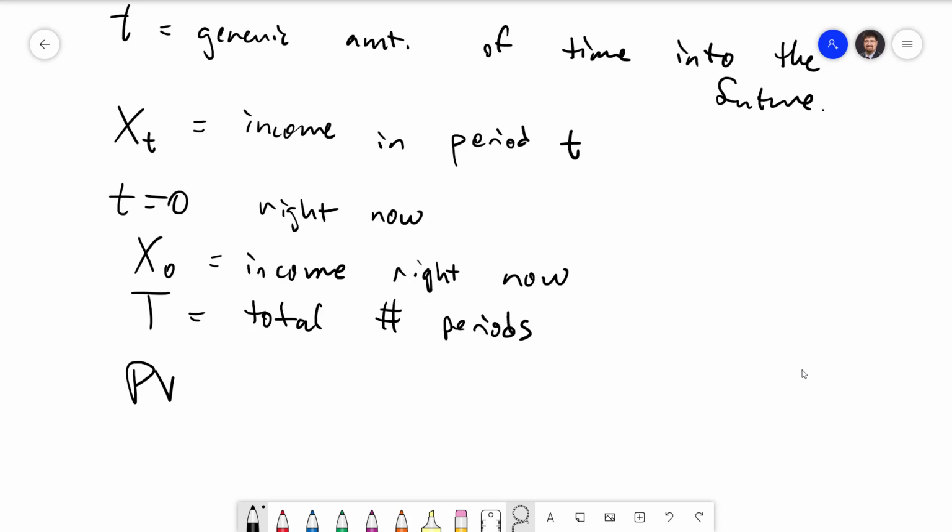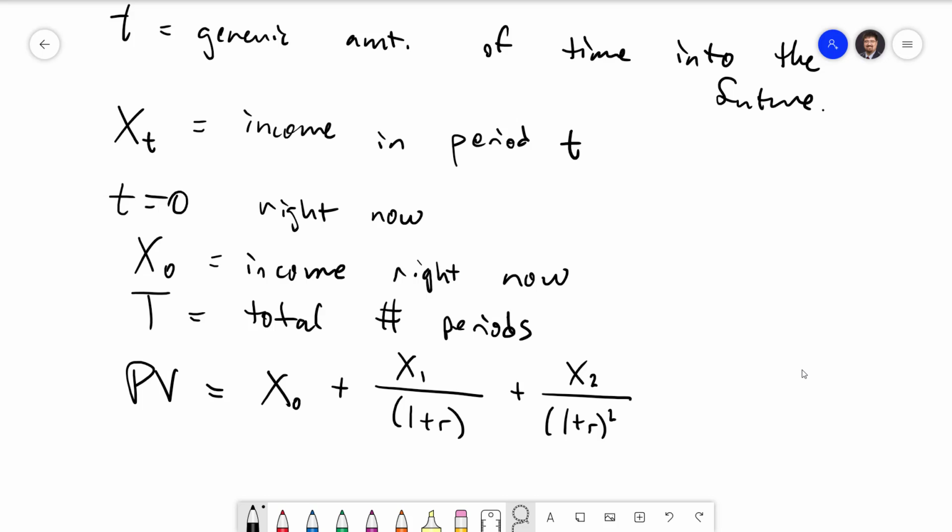The present value of that income stream will be our income received right now, and we don't have to discount that at all, plus the income we'll receive one period from now. That's going to be discounted once. Then our income 2 periods from now is going to be discounted twice, and so on, all the way out until we get our income in our final period, x_T, and that's going to be divided by 1 plus r to the T.